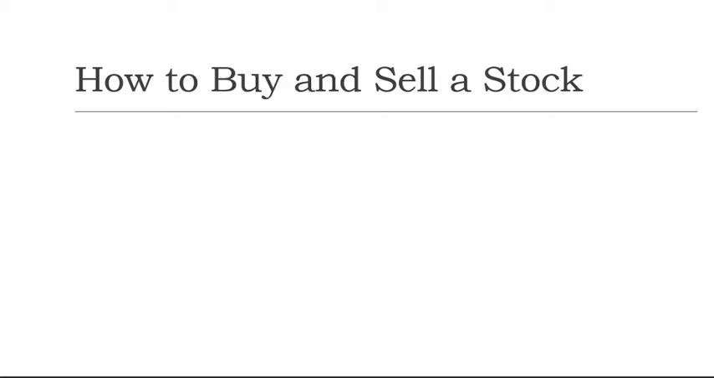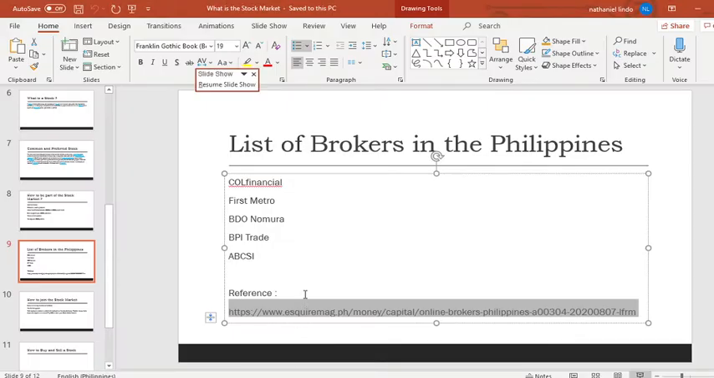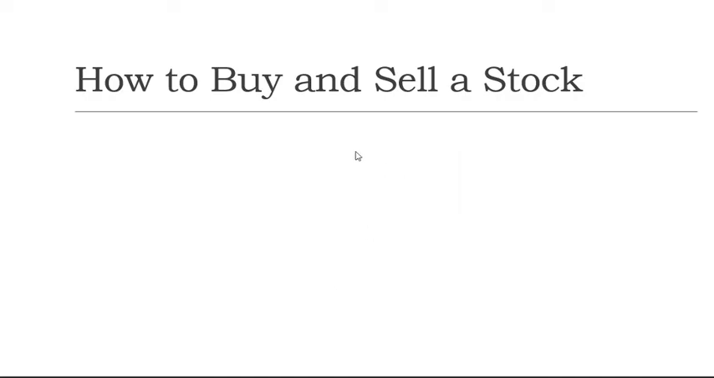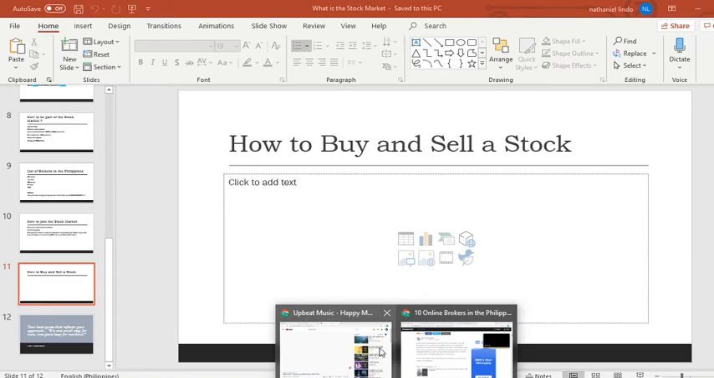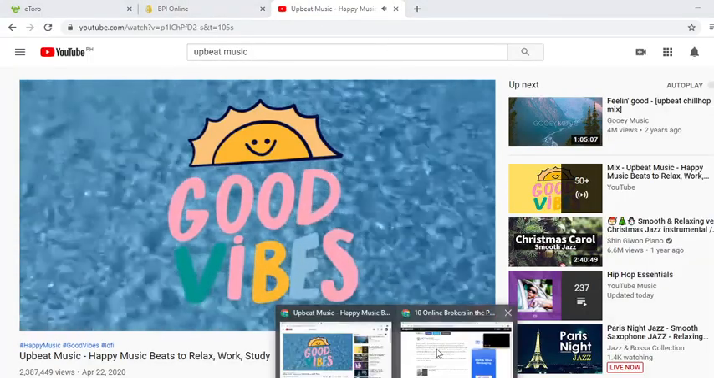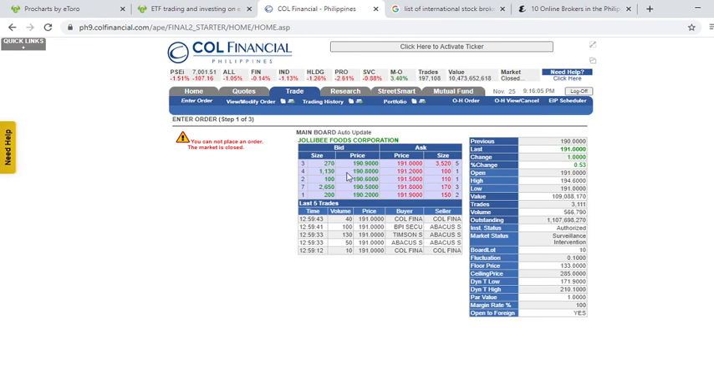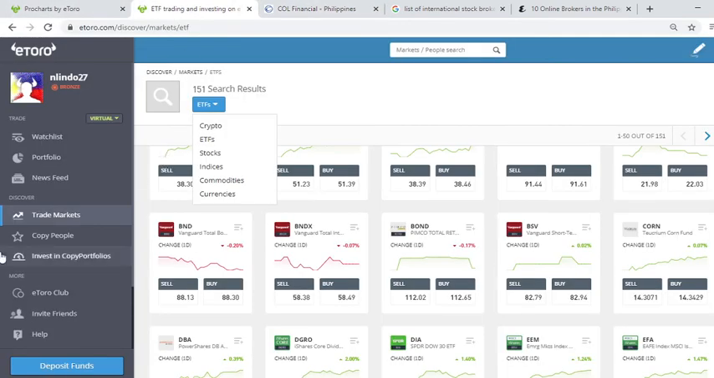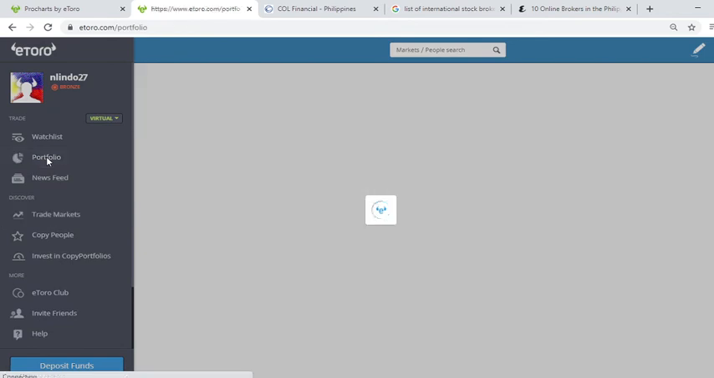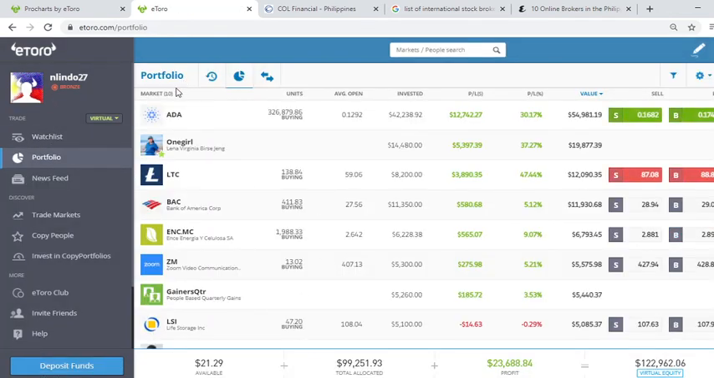How to buy and sell a stock, we already discussed it. So usually for that one, you just have to. So first we try in Call Financial. All right. However, the market is offline now, or closed, so you see you cannot place an order. But usually here you can trade on eToro using their virtual trade.